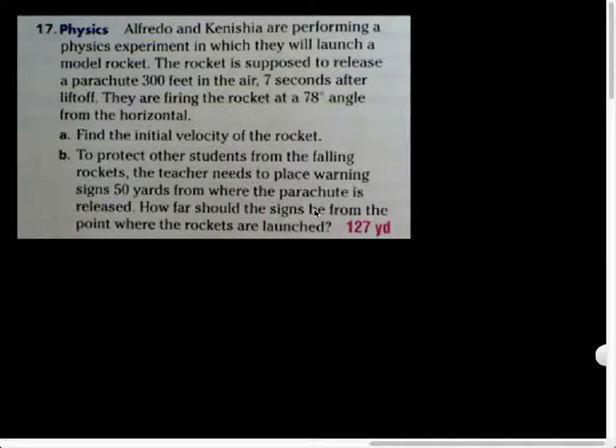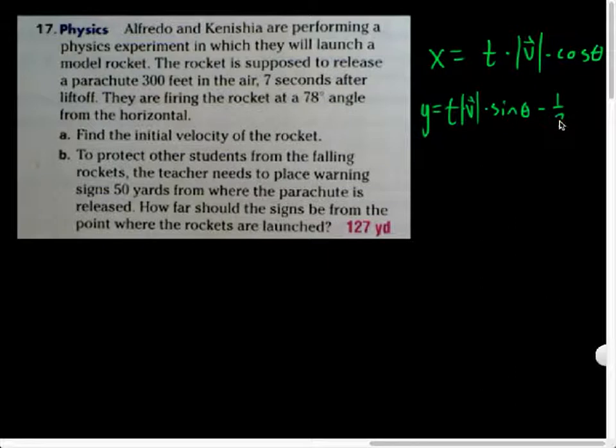Okay, well, let's consider our two equations. So x is going to equal t times the magnitude of vector v times the cosine of theta. That's our starter, parametric. And y is equal to t times v times the sine of theta minus one half g t squared. So there are our two equations.